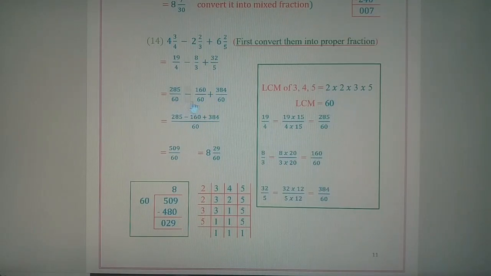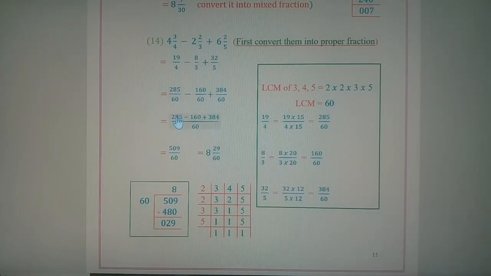Now if we observe, all the denominators have become 60. So they are called like fractions. Like fractions can be very easily added, and we have to remember denominators are never added. So the denominator 60, which is written 3 times, will be written only once in the next step. Only the numerators are added or subtracted. So only 285, 160 and 384 have to be added or subtracted.